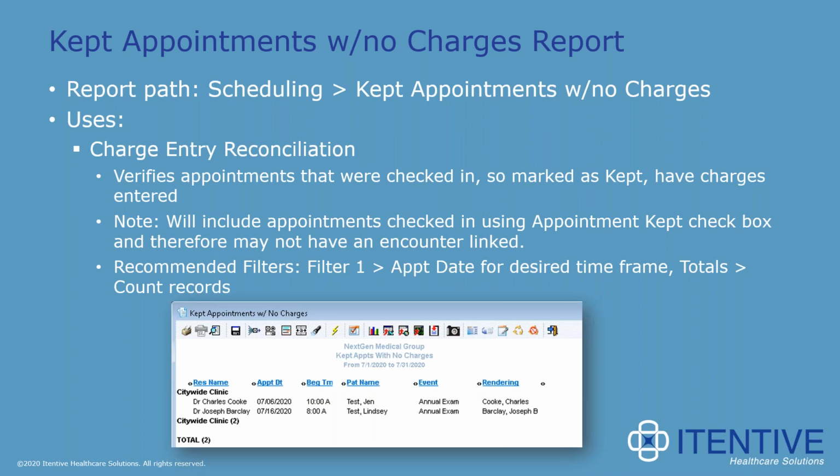Next, I'd recommend on the Totals tab that you check off the Count Records checkbox. That's going to allow you to see, as we can see here, the total number of appointments that are missing charges, depending on how you're grouping them, like by location or provider. So you can see an overall view as well.